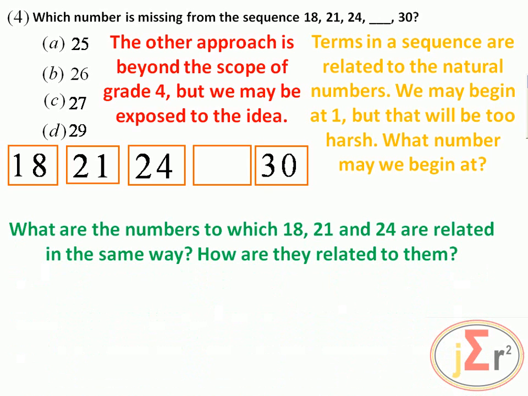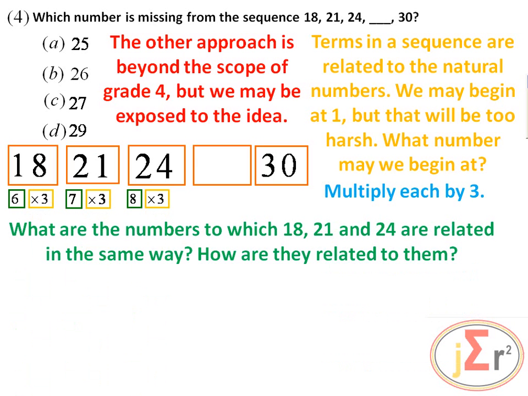So what number may we begin at? We can begin at 1. We should really begin at 1, but it is going to be too sophisticated at this level. What are the numbers to which 18, 21, and 24 are related? In the same way, how are they related to them? 6, 7, and 8. Multiply each by 3. So we have 6 3s 18, 7 3s 21, 8 3s 24.